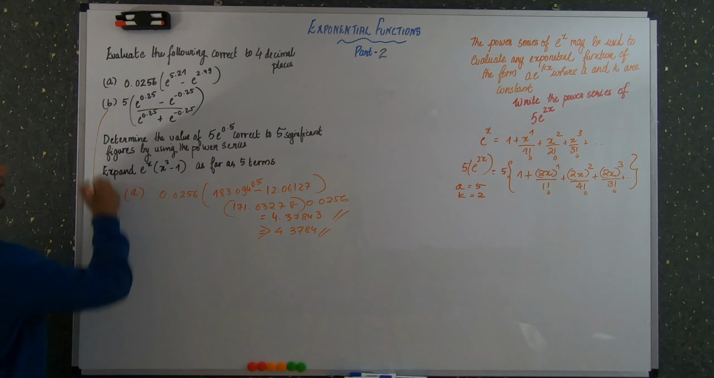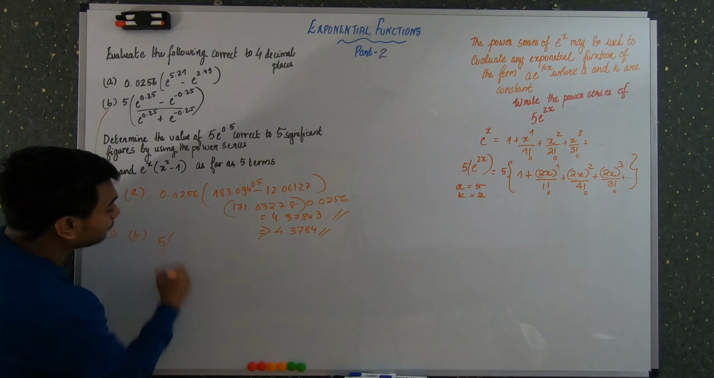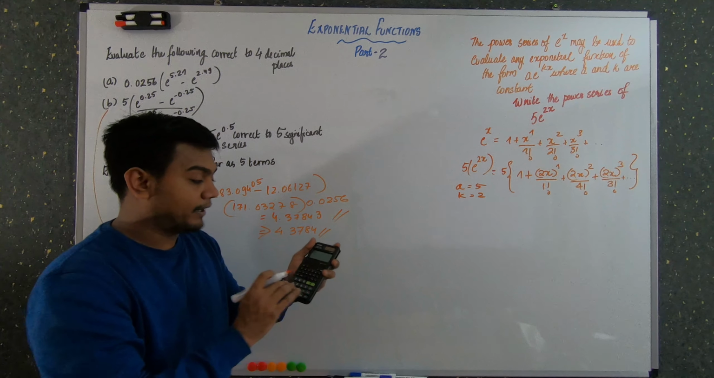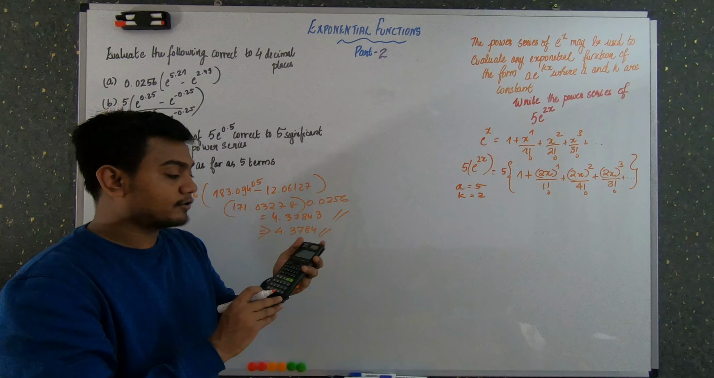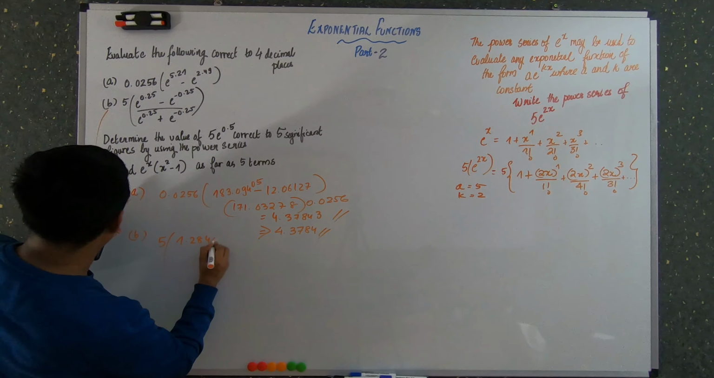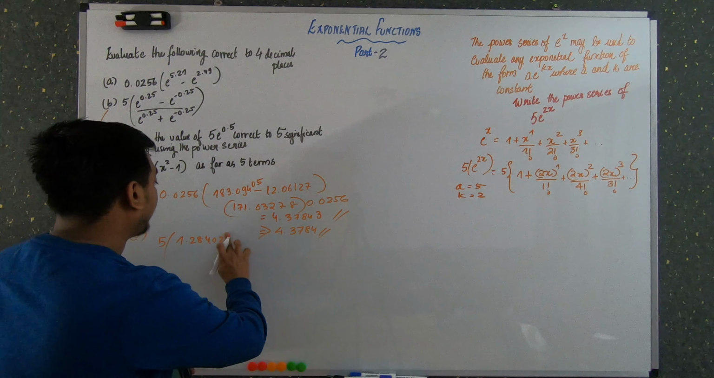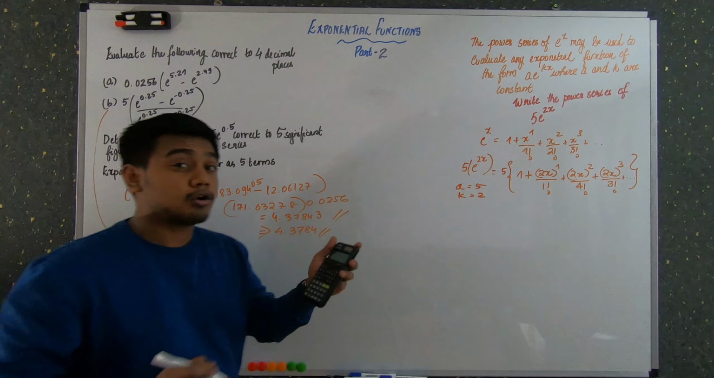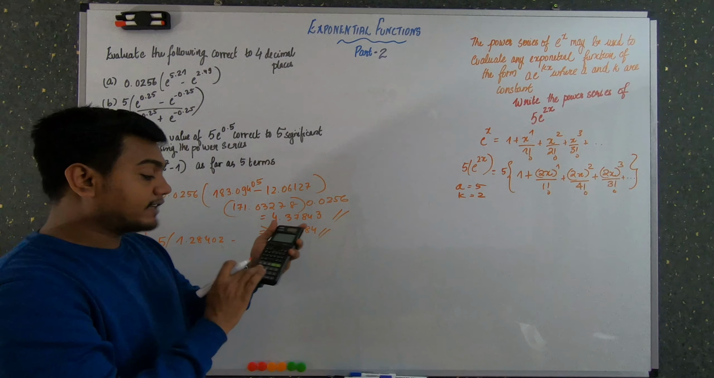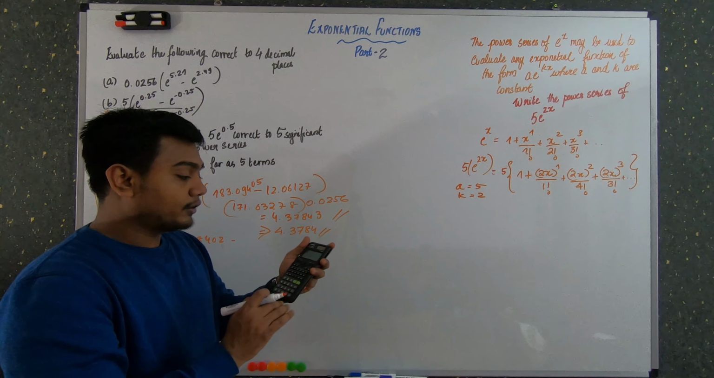Now let's do the B part: 5 into e raised to 0.25. Again press shift, then the ln button, and type 0.25. What is e raised to 0.25? That is 1.284025. I am writing it up to 5 decimal places only, otherwise it will take a long time to evaluate all these values. So 1.28402. Again, let's check what is e raised to minus 0.25. What is the value?